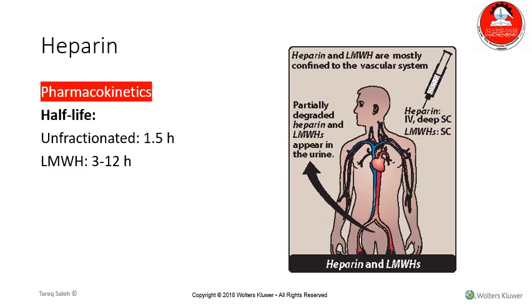Lastly, the half-life of heparins is different. As we said, unfractionated heparin usually achieves anticoagulation faster, and it has a half-life of 1.5 hours. On the other hand, low molecular weight heparins usually require 4 hours to achieve maximum anticoagulation, and they have a half-life ranging from 3 to 12 hours.